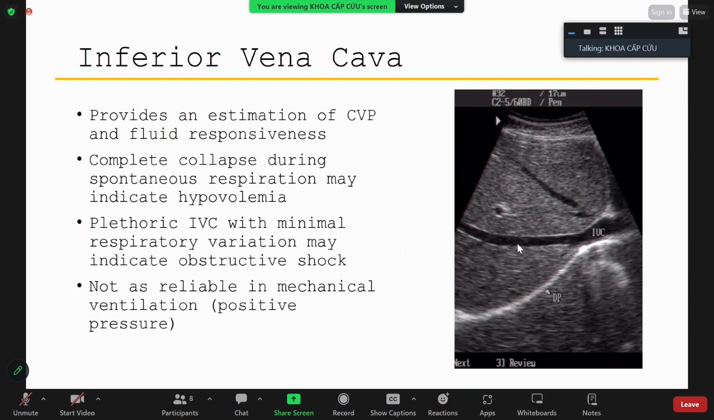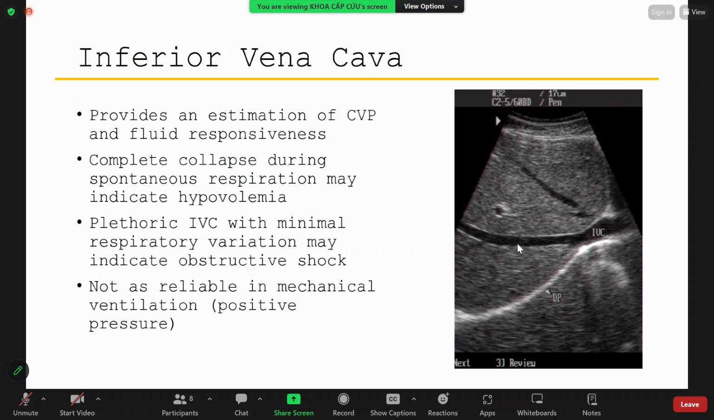So things that I'm looking for when I'm looking at the IVC, I'm looking at the size of the IVC and how it changes with inspiration and expiration. So typically in a normal patient who doesn't have any pathology, you're going to see some change in the size of the IVC with inspiration and expiration. When a patient inspires, their intrathoracic pressure goes down and that draws blood from the IVC into the heart, and that IVC should shrink down a little bit. And then when they exhale back out, it should get a little bit bigger.